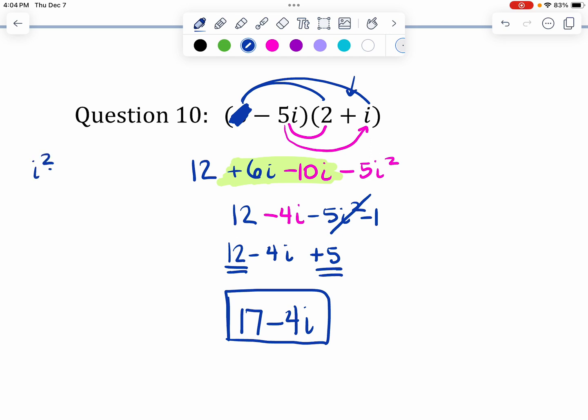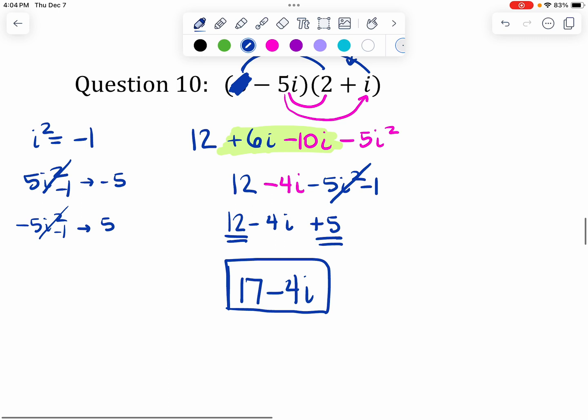Remember, i squared is negative 1. So if I have 5i squared, that i squared will turn that 5 into a negative 5. And if I had a negative 5i squared, that i squared would turn that negative 5 into a positive 5.